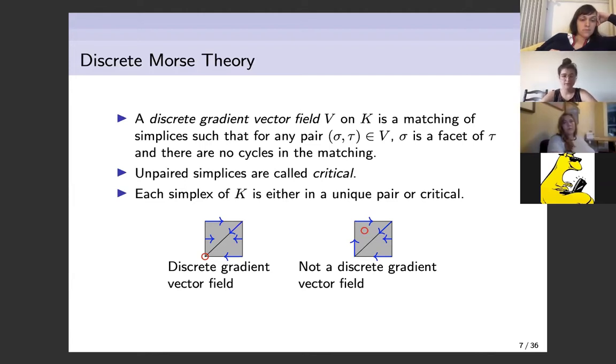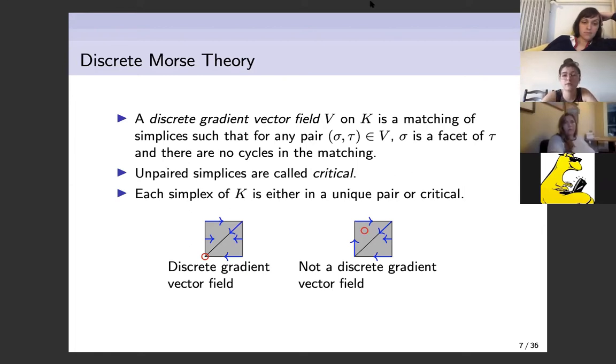So the ingredient we need for our talk is a discrete gradient vector field, which is also sometimes called an acyclic partial matching on the simplicial complex K. This is a pairing of the simplices such that whenever two simplices are paired together in the discrete gradient vector field, one simplex is a facet of the other. We can see in the illustrations below that the paired simplices are denoted by the blue arrows. And then we ask as well that there are no cycles in the matching.